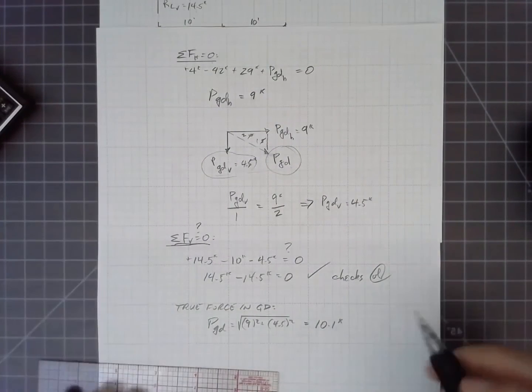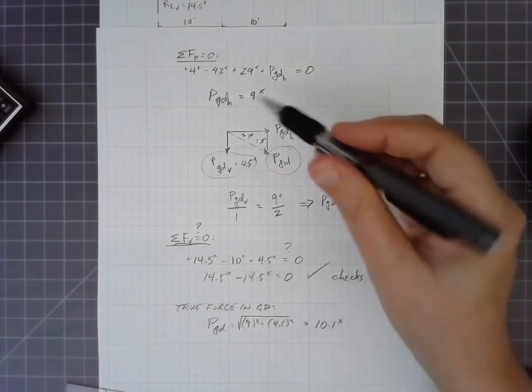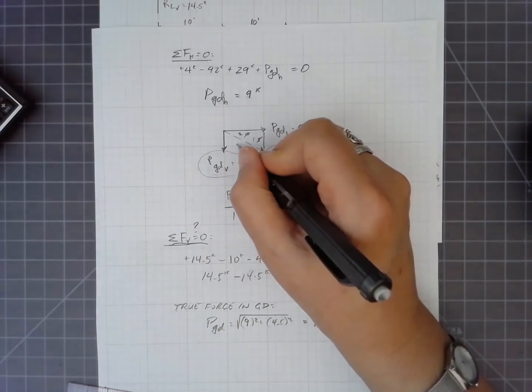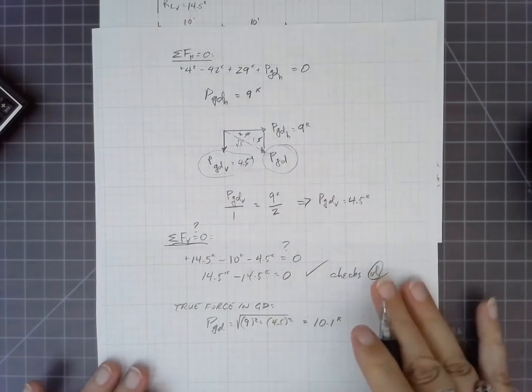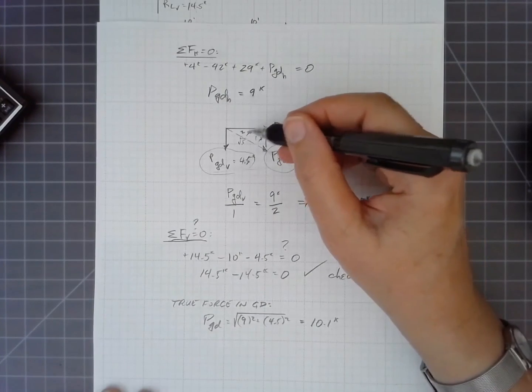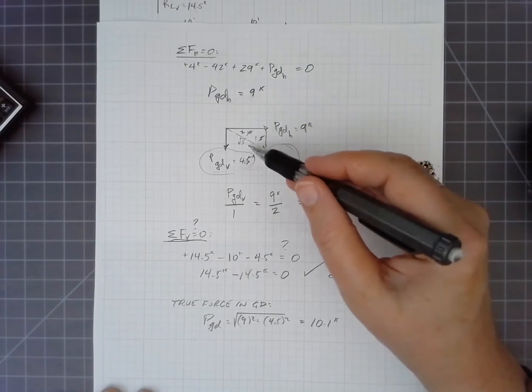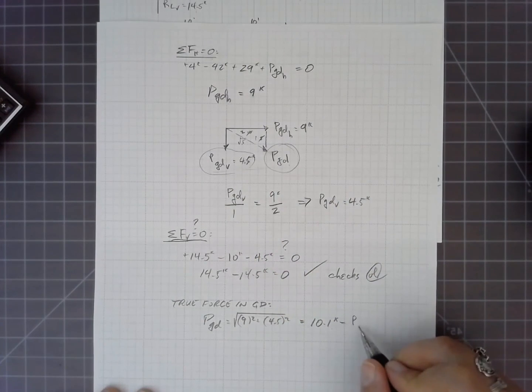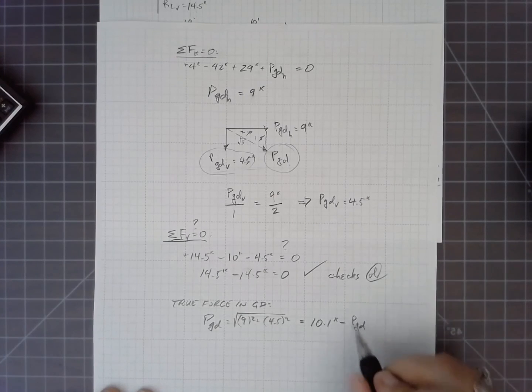We could also do this by ratio. If we take the ratio of, this is going to be a square root of 5. 2 squared plus 1 squared, square root of that, square root of 5. So this, we can take the ratio of 9 to the square root of 5 or 4.5 to the square root of 5. We'll still get the same thing. PGD is 10.1 kips.